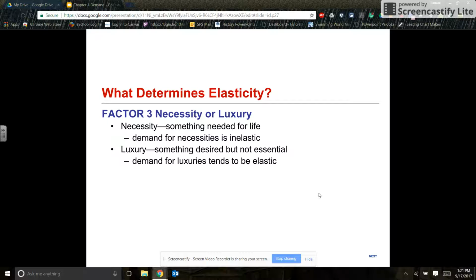The third factor is whether the good you are buying is a necessity or a luxury. A necessity is something you absolutely 100% have to have to survive. Those are things that you're going to buy no matter what they cost. Example again, insulin. If you have to have it to live, you're going to continue to buy it, regardless of what it costs. You're going to figure out a way to make it happen.